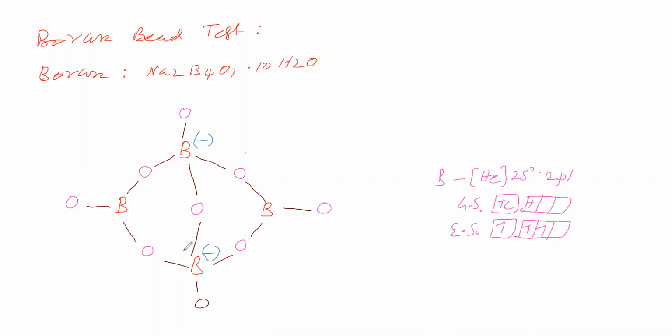This boron is having 4 bonds. Therefore, it has gained an electron, so it is having a negative charge. Similarly, this boron is not having a negative charge because it is having only 3 bonds.